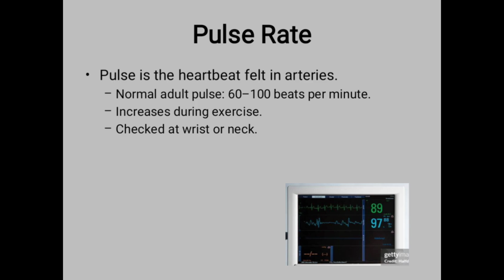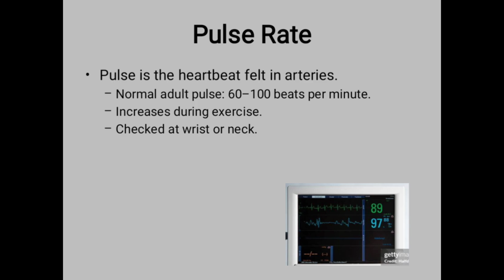Now the pulse rate is the heartbeat felt in the arteries. Understood? It is measured with the help of arteries. If you want to measure your heartbeat by yourself, take your first two fingers and put them on your neck, be quiet for a moment and feel. Something pumps up and down in your neck. That is the artery where the heartbeat is felt.